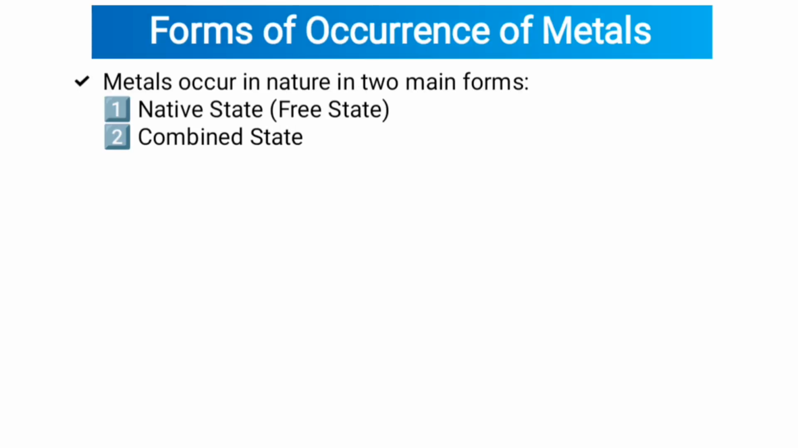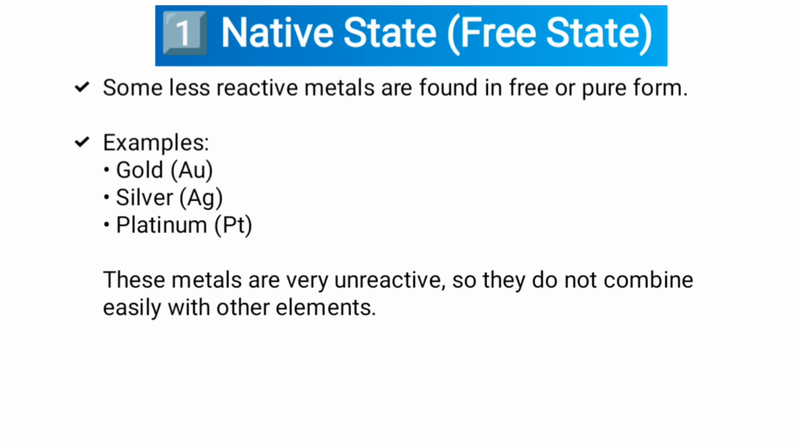Forms of occurrence of metals. My dear student, metals occur in nature in two main forms. First one, native state or free state. Second one, combined state. The native state means free state. My dear student, some less reactive metals are found in free or pure form. Example: gold, silver, platinum. These metals are very unreactive, so they do not combine easily with other elements.